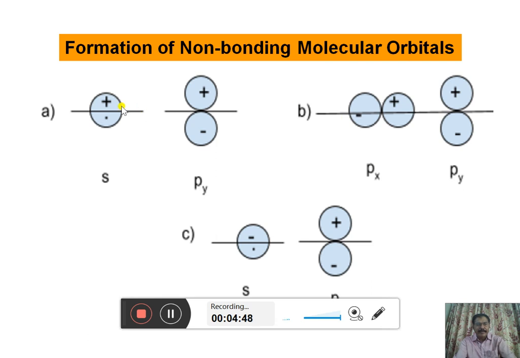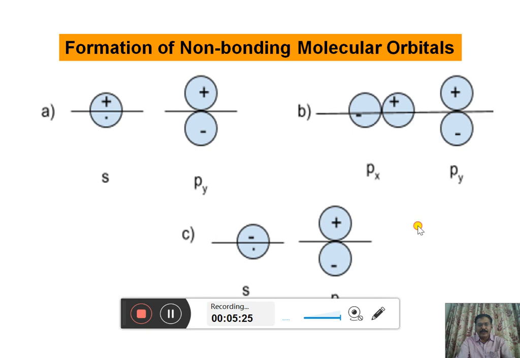Then we proceed further to the formation of non-bonding molecular orbital. Here we take the s orbital and the py orbital, and this overlapping of the orbitals takes place. Actually there is no electron density concentration, and that is called a non-bonding molecular orbital. Second example is a p orbital, particularly the px orbital and py orbital. They approach each other and produce a non-bonding molecular orbital.